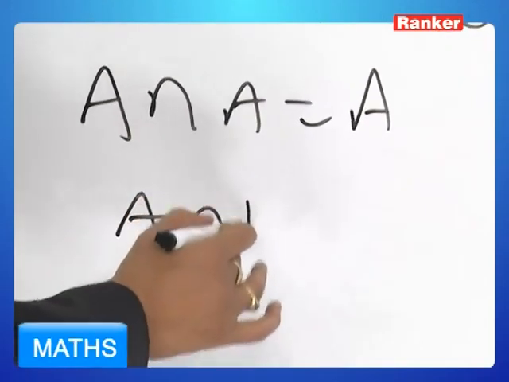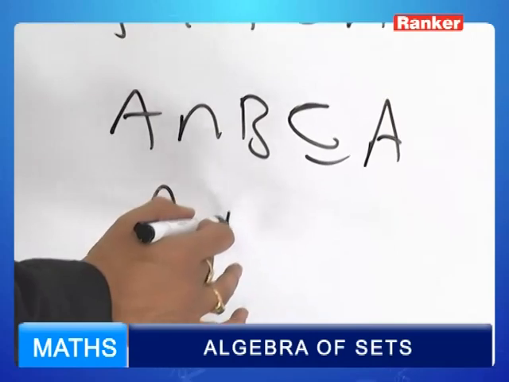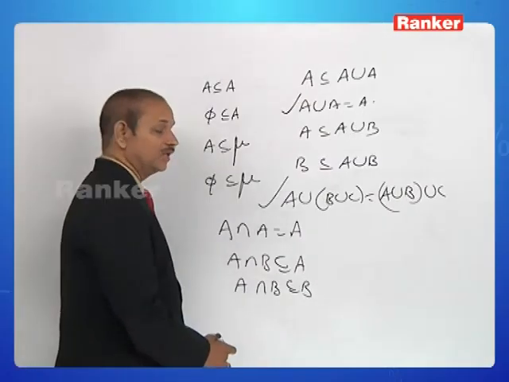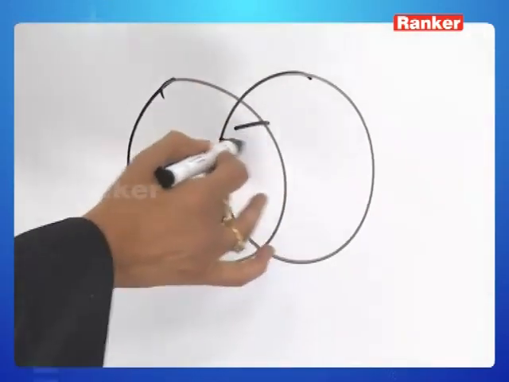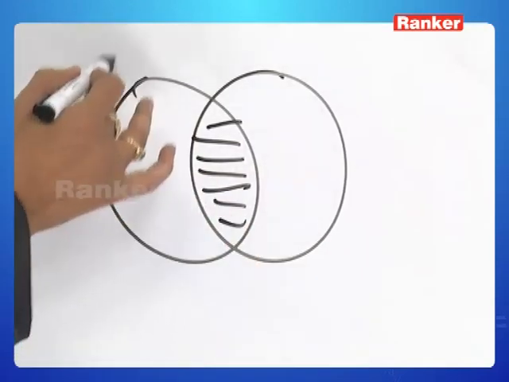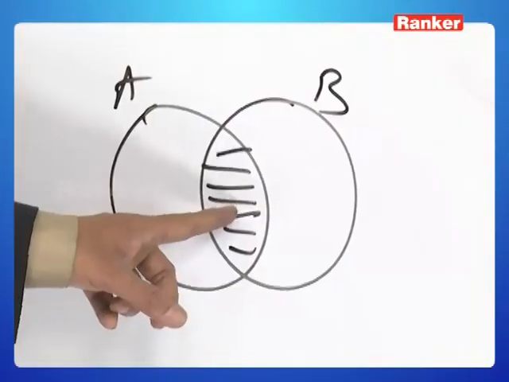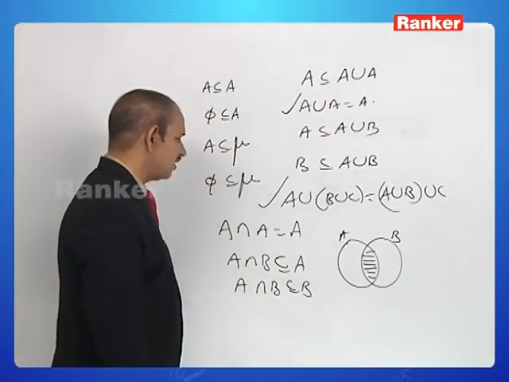A intersection B is a subset of A. A intersection B is a subset of B also. Isn't it? And it is very clear if you can observe this intersection. A, B. What is this intersection? This is A intersection B. It is a part of A. It is a part of B also. Hence both of these are correct.